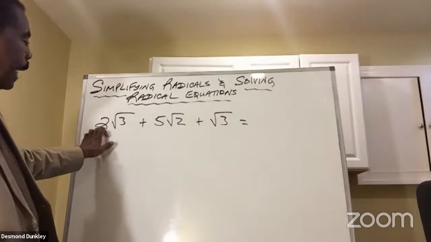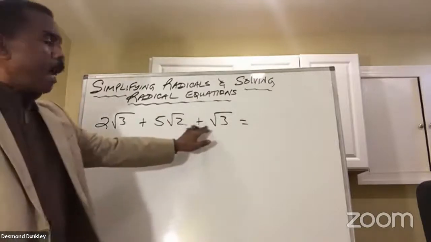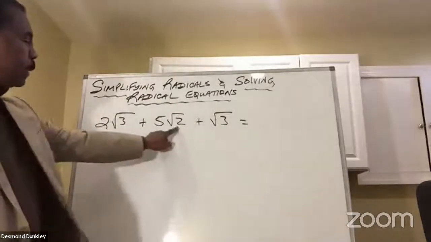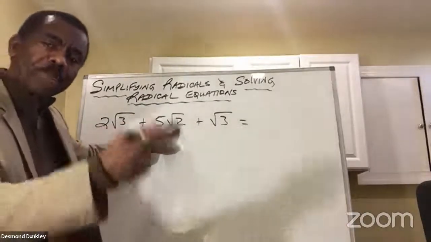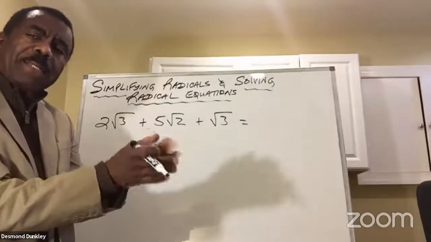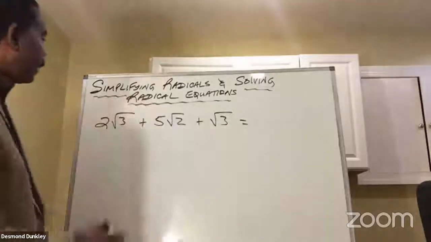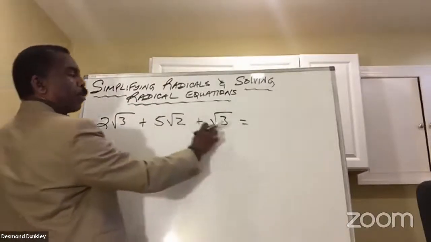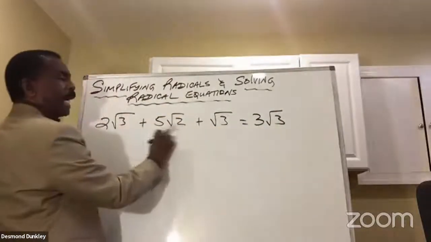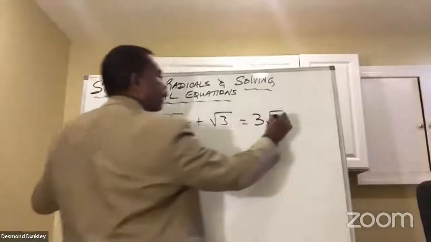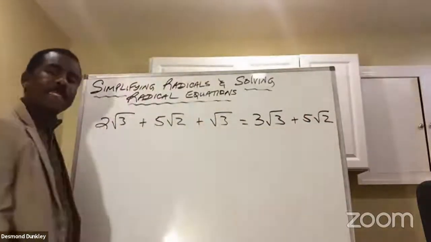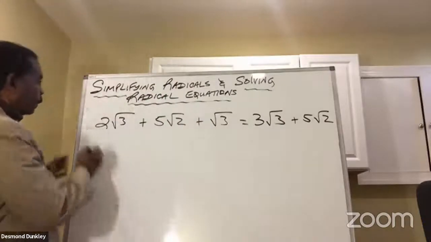In other words, this is like 2 apples plus 1 apple, and that's going to give you 3 apples. This is banana. It's a different radical, so you can't put it together to count as the same item. So in this case, 2 root 3 plus 1 root 3 gives us 3 root 3. This doesn't have anything to go with, so it remains the same. That's it. Let's try another one.